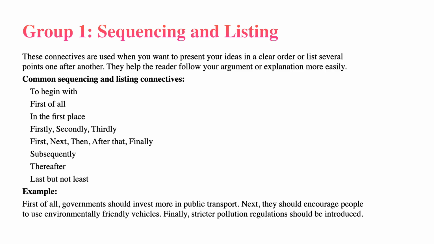Now let's look at group 1, sequencing and listing connectives. These are linking words that help us put our ideas in a clear and logical order. Think of them as signposts that guide the reader through your writing. When you are presenting several points, reasons or steps, sequencing connectives make your writing more organized and easier to follow.